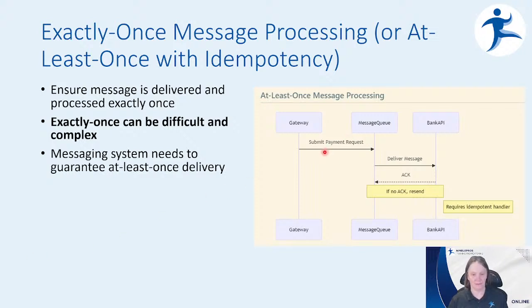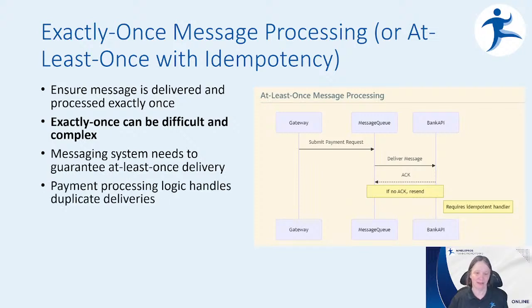So we submit the payment, deliver the message, and the API is like, yes, we got it. But if there's no acknowledgment after a certain amount of time, then we have it sent again. Now, notice it says it requires an idempotent handler, so you just need to make sure that the code is idempotent in that case. Payment processing logic will handle the duplicate deliveries, so it should be able to check and see, hey, have we had this request here? Hey, look, that request ID, we've already had it, we've already processed it, here's the response.